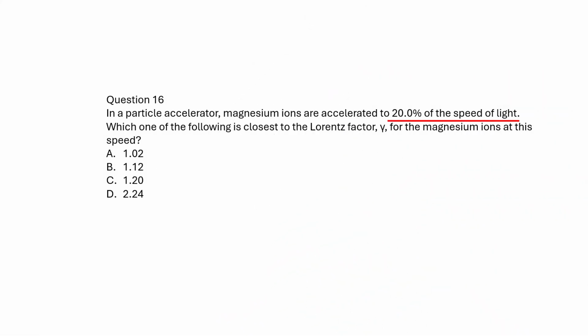A magnesium ion is accelerated to 0.2 c. Its Lorentz factor is calculated by the equation.